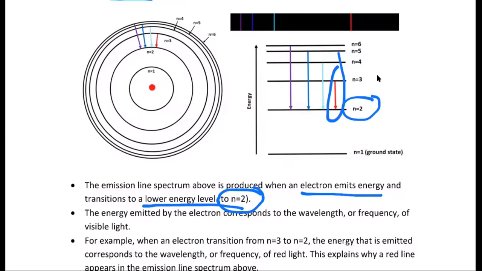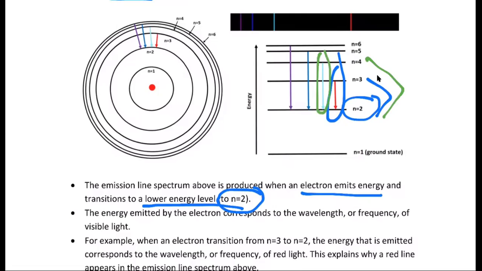So if you notice, the line that's red is the one that only goes from 3 to 2 because that's the least energy difference. As I go up, this one is going from 4 to 2, so it's going to be a different color because it's got higher energy. And in fact, this one is kind of this light blue color.